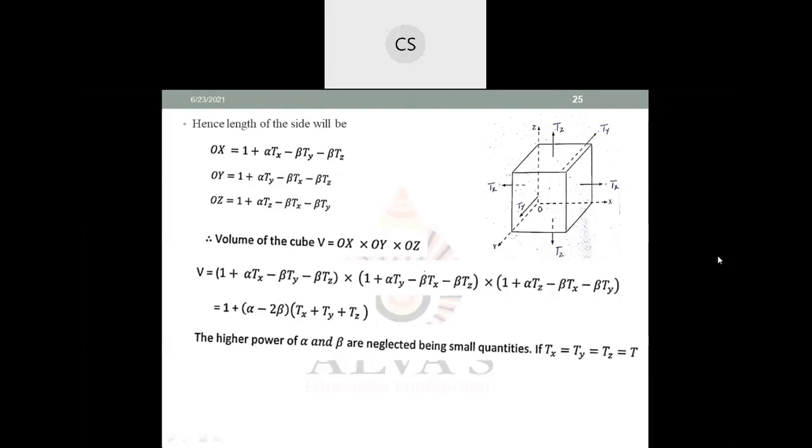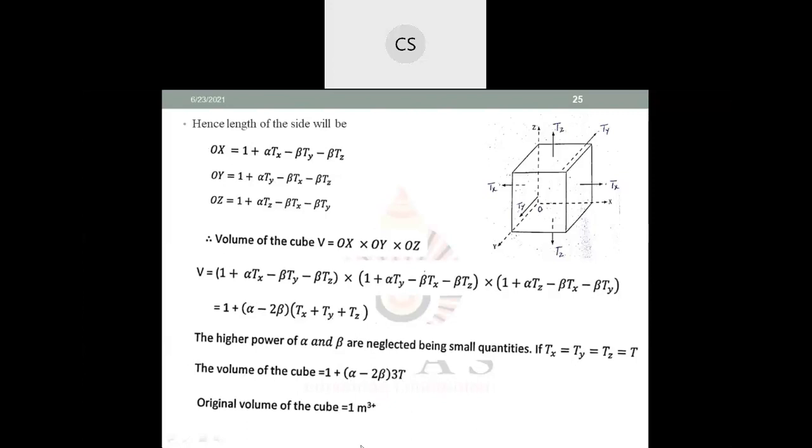Suppose the tensile forces acting, Tx, Ty, Tz, are equal in all three directions. If they are equal, let us call it T. Then the expression reduces to the volume of the cube equal to 1 plus alpha minus 2 beta into 3T, because it is T plus T plus T. So it becomes 3T. 1 plus alpha minus 2 beta into 3T. Fine. Is it okay?